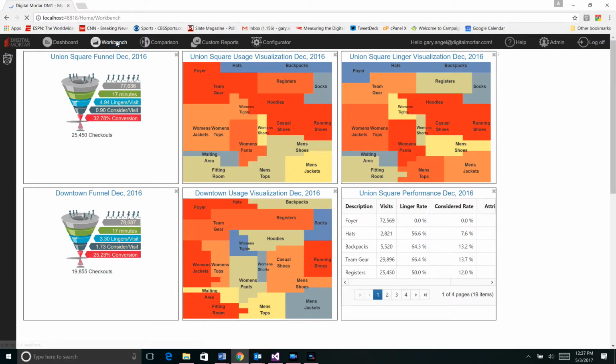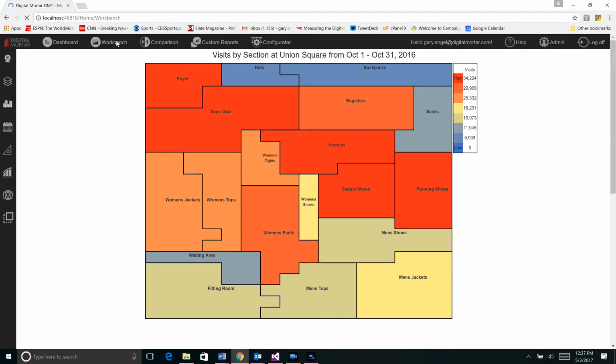DM1 has traditional BI tools like tables and charts, but for store layout analytics, I'm going to focus on the store visualization tool. It lets us see our analytics in the context of the store, but it's far more interactive and powerful than a traditional heat map. I've started with the Union Square store.